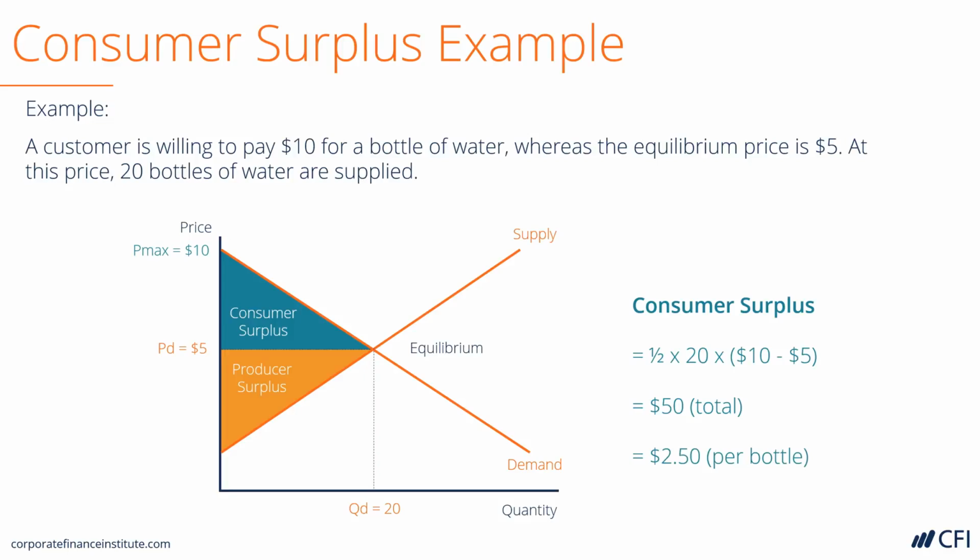Let's also look at the surplus on a per bottle basis. If there are 20 bottles supplied and the total surplus is $50, then that equates to $2.50 per bottle of surplus. In this case, the producer surplus is also equal to $2.50 per bottle. So at this equilibrium price, both the consumers and the producers are enjoying a surplus.